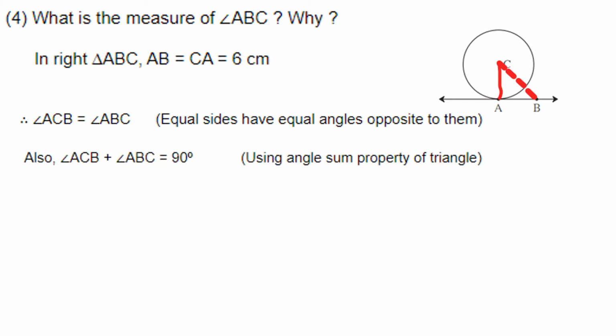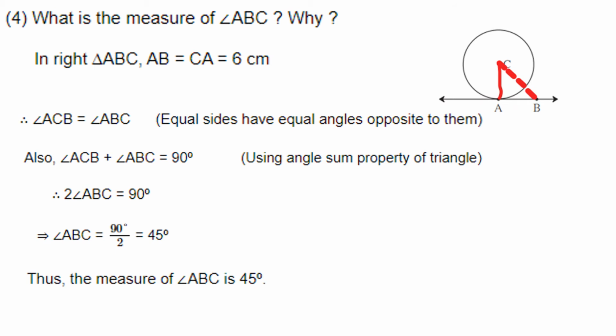But ACB plus ABC equals 90 degrees. Already angle A is 90 degrees, so the remaining two angles sum to 90 degrees. The reason is the angle sum property. So two times angle ABC equals 90 degrees. Therefore angle ABC equals 45 degrees. So the measure of angle ABC equals 45 degrees.